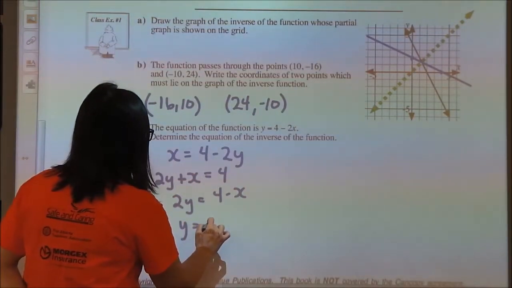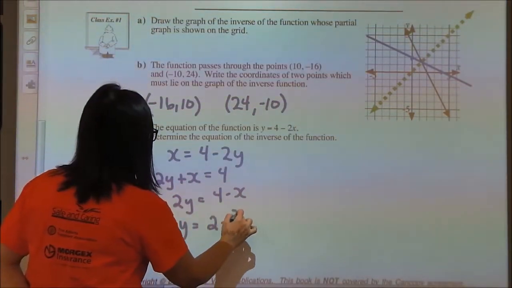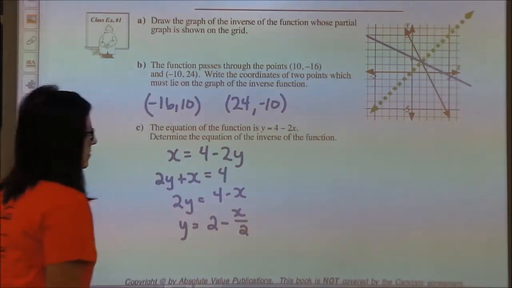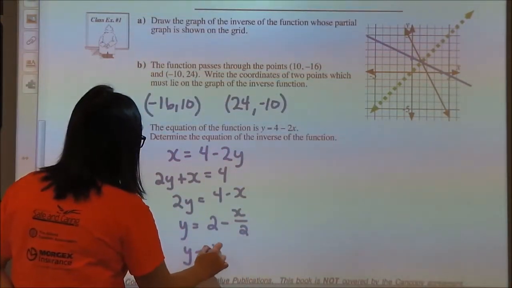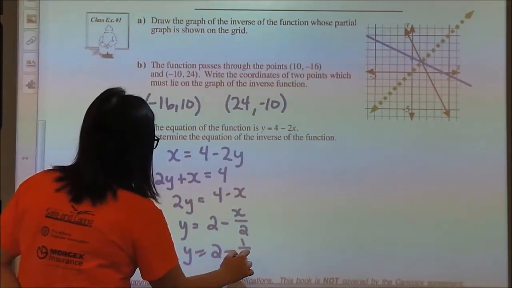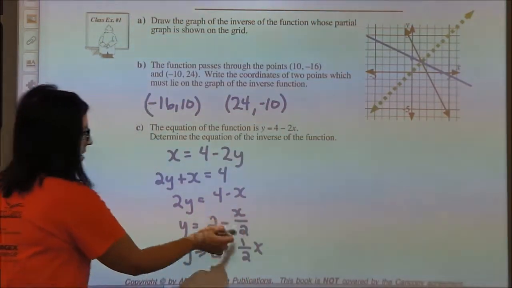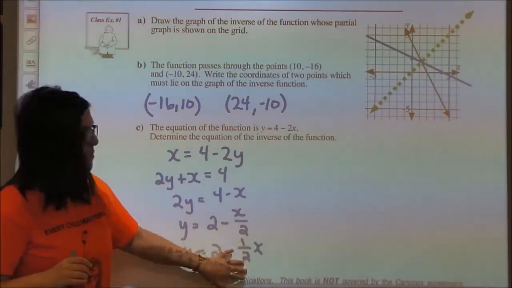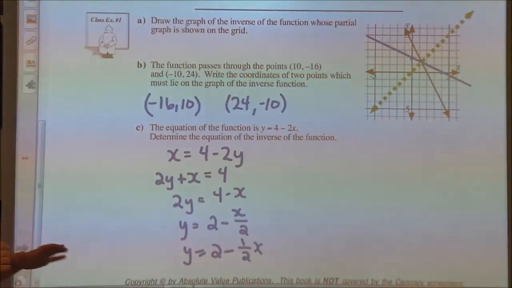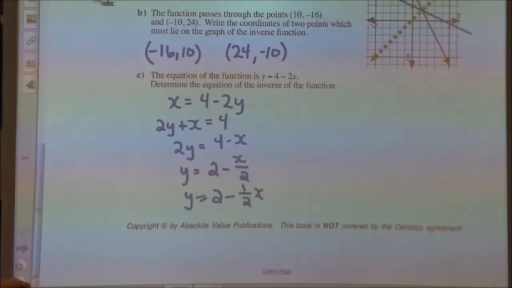So I get 4 divided by 2, which is 2, and x divided by 2. And the last thing is, instead of putting it as x divided by 2, I'd probably separate that and have 1/2 times x. It's just because then that becomes y equals mx plus b. Now I can see what my slope is, I can see what my y-intercept is. Okay?